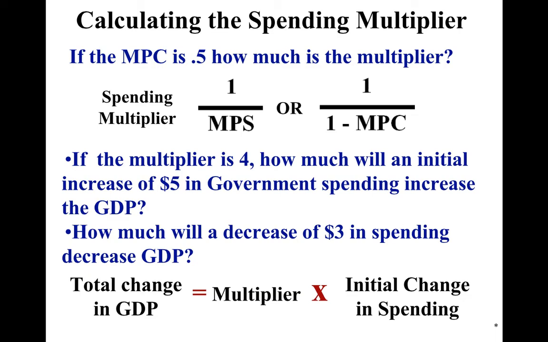Look at the first example. If the multiplier is 4, how much will an initial increase of $5 in government spending increase GDP? Look at that equation below and plug stuff in. Plug 4 into the multiplier, plug $5 into the government spending initial change, and that's an easy equation. You get a $20 change in GDP. How much will a decrease of $3 in spending decrease GDP, assuming the multiplier is still 4? Put the multiplier 4, and for the initial change you need to put negative 3 because it's a decrease. So your total change will be negative 12. Awesome.